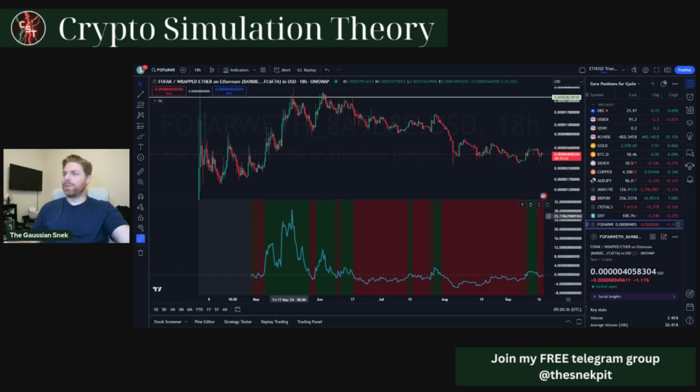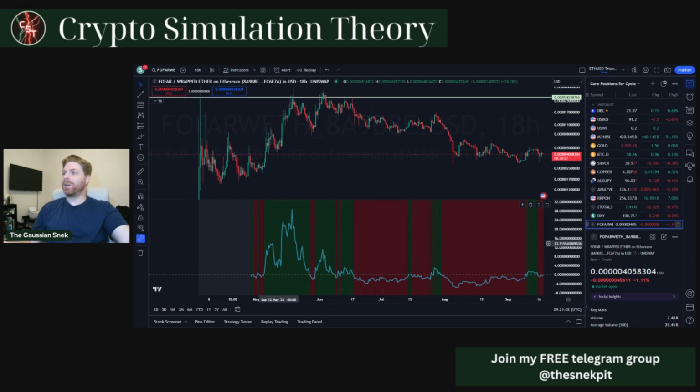When you see this going up and in the green, that means that FOFAR is outperforming Bitcoin. And we can see that FOFAR massively outperformed Bitcoin from early May all the way to late May. And then it did so again in June, very briefly. So FOFAR had a bull market against Bitcoin, and then it went into a bear market against Bitcoin. It had a little brief bounce in July that didn't really mean a whole lot, and it had another brief bounce recently too.